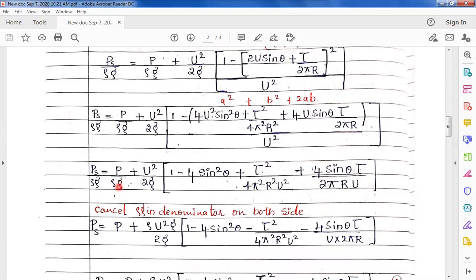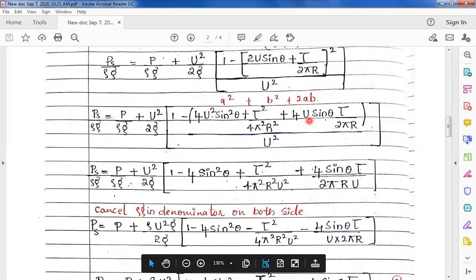Then, what changes you have is, you have u square here and you have u square here. You have to take out this u square. If you take out this u square, you have to divide all these terms by u square. Then what happens? 1 minus 4, this u square will get cancelled, sine square theta plus circulation square. Here you don't have any u square, so you are dividing, right? So then that u square you have to write here.